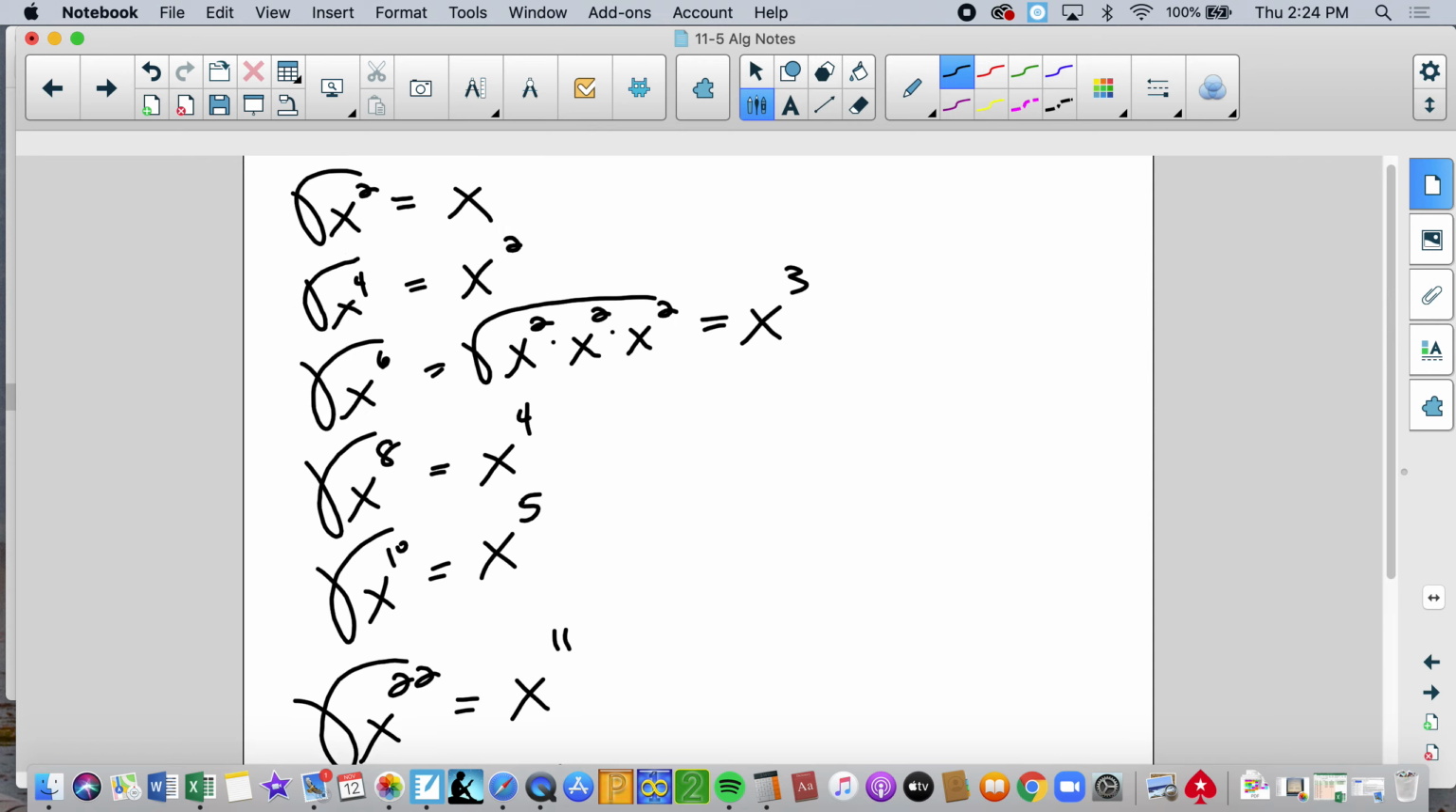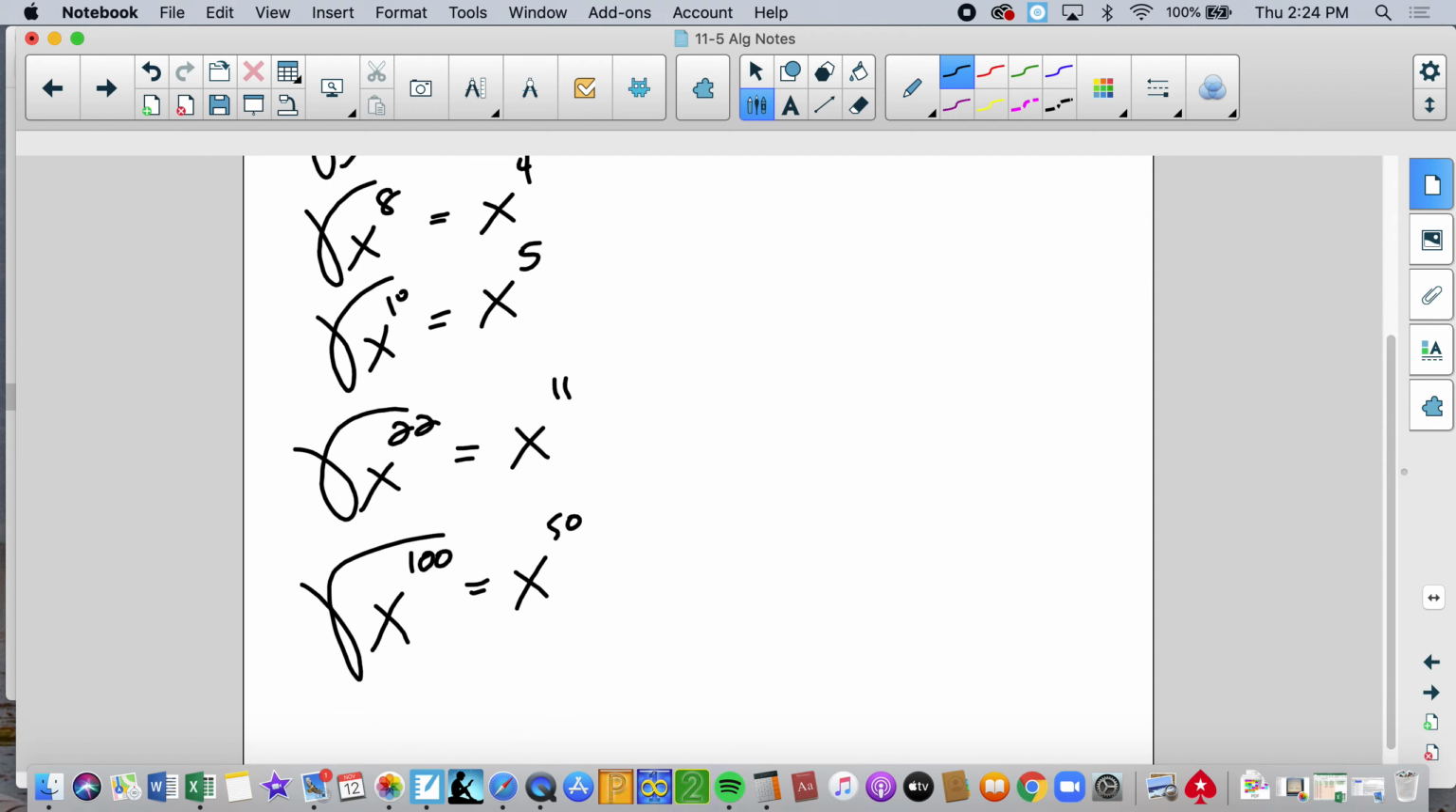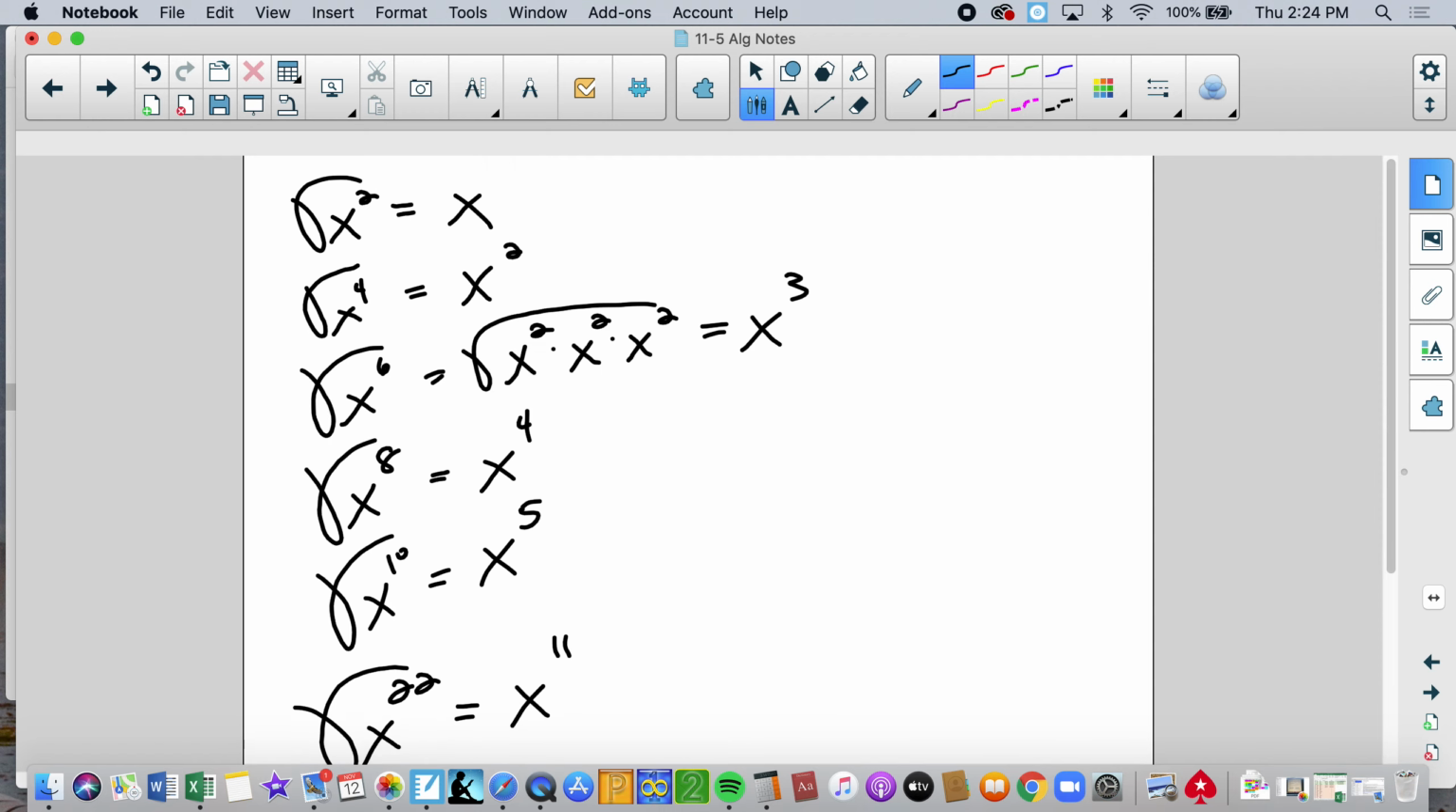Notice the radical goes away. A lot of students forget when they pronounce it. The square root of x to the second is x. The radical goes away because it cancels with the square.